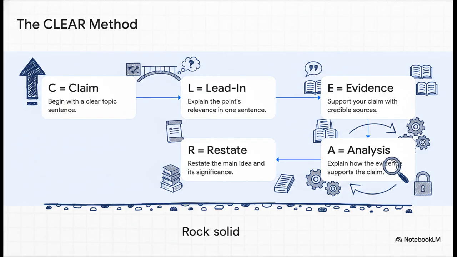Let's break CLEAR down real quick. You start with a C, claim. That's just your topic sentence. Then you connect it to your evidence with a lead-in. Next, you drop in your evidence, a quote, a fact, you name it. Then comes the most critical part, analysis. This is where you explain how and why that evidence proves your claim. And finally, you restate the main idea to wrap it all up. If you follow this structure, your paragraphs are going to be rock solid.